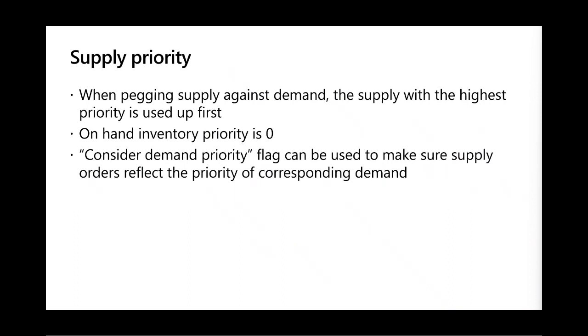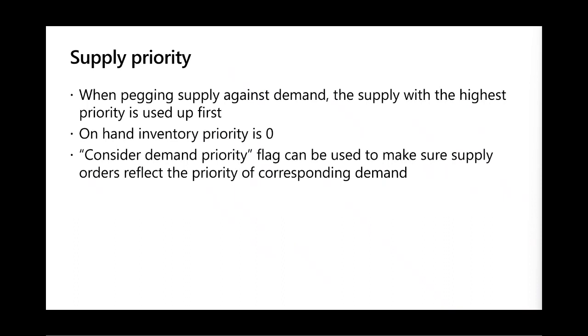Supply is assigned a priority just like demand. And when we run priority-based planning, master planning will peg supply against demand, starting with the supply with the highest priority. On-hand inventory is going to be provided a priority of 0, which means on-hand inventory will be allocated prior to any of our planned orders or existing purchase orders or supply orders.